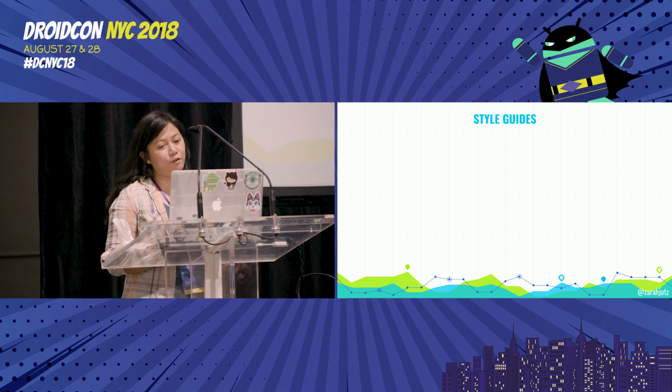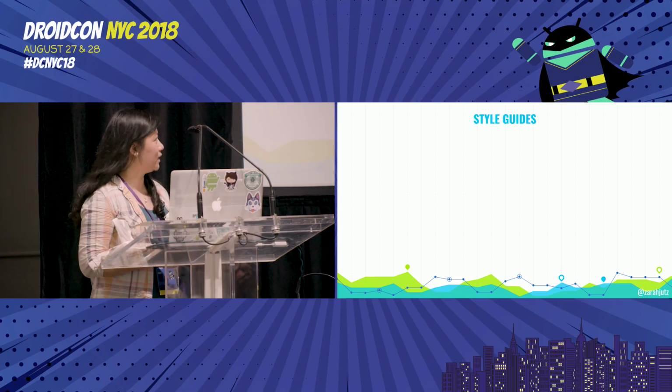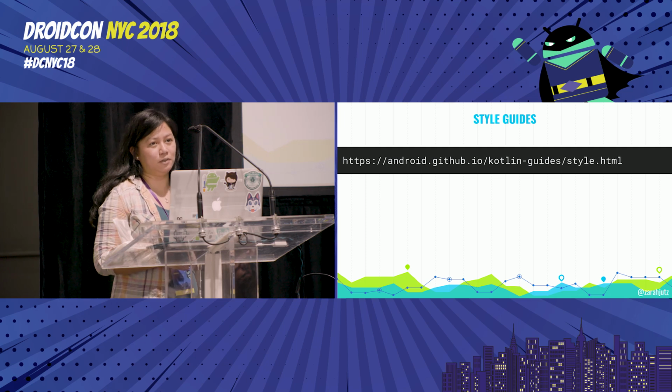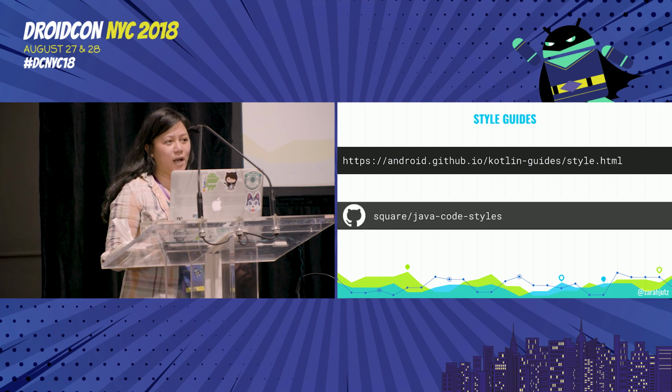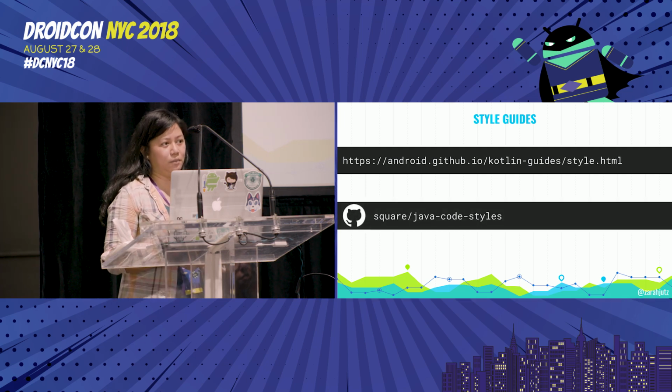A good starting off point that I think we should all follow is the Kotlin guidelines set out by Google. Square also has an installable style guide that we can use as well.